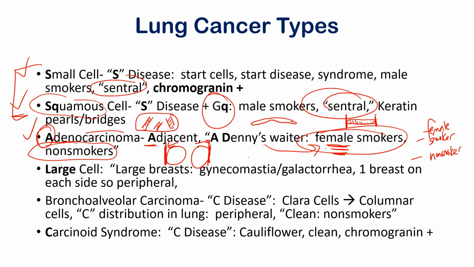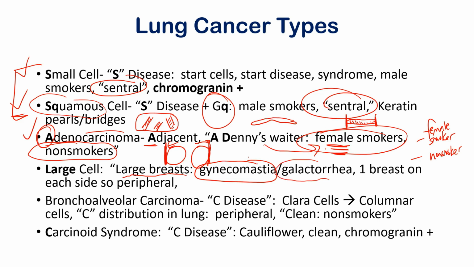Large cell, I think of large breast. And there's a reason I think of that. Because when you think of really large breast, it makes you think of gynecomastia. What is gynecomastia? Remember, that is when a male is developing breasts kind of like a female. So their breast tissue gets enlarged, and it's called gynecomastia.